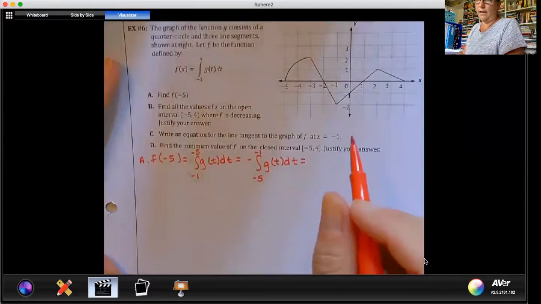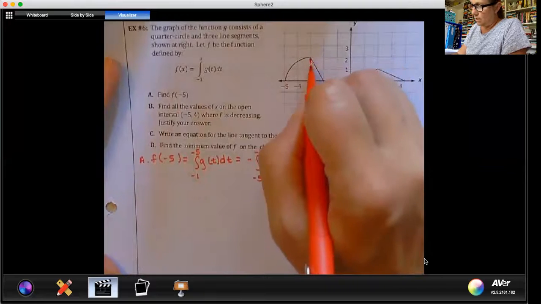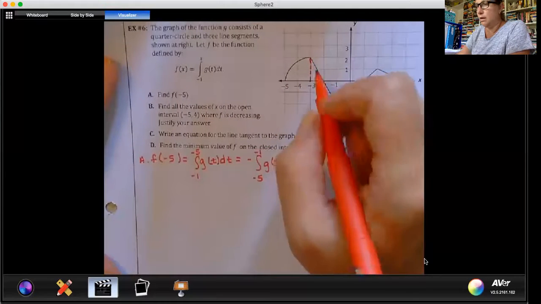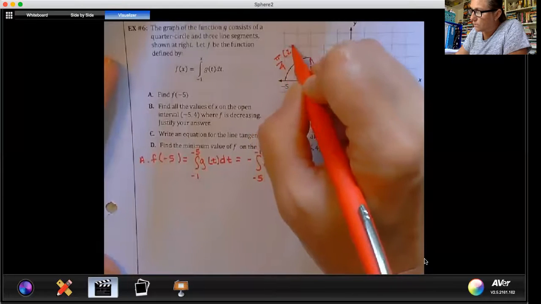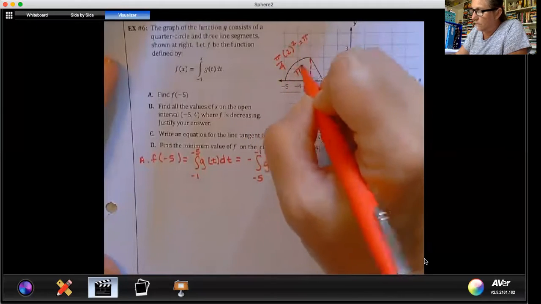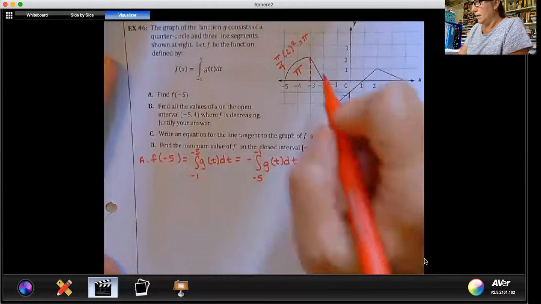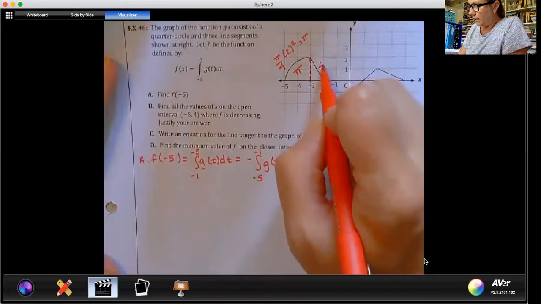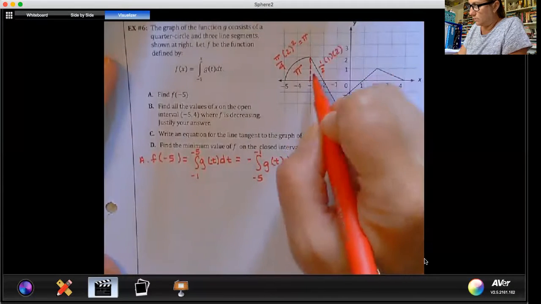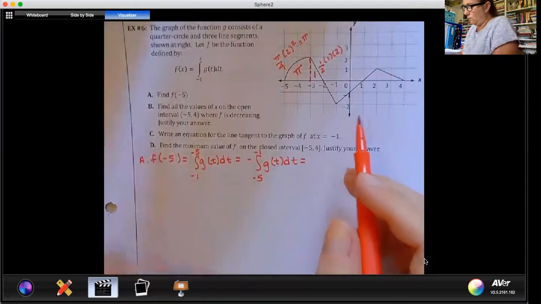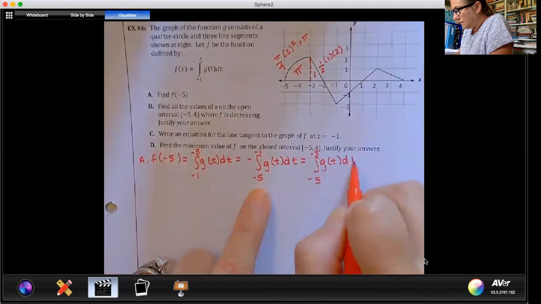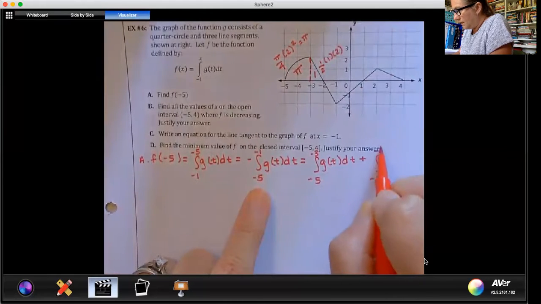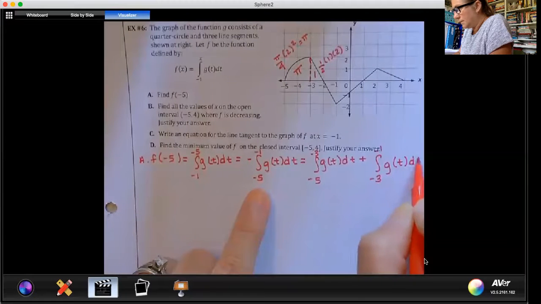So we need to break that up because we're finding the area, but we have a quarter circle here and a triangle here. So pi over 4 times the radius, which is 2 squared, just gives us a value of pi. And then this piece here is 1/2 times base times height, which is 1. So we're going to have to break that up from -5 to -3 of g of t dt plus the integral from -3 to -1 of g of t dt.